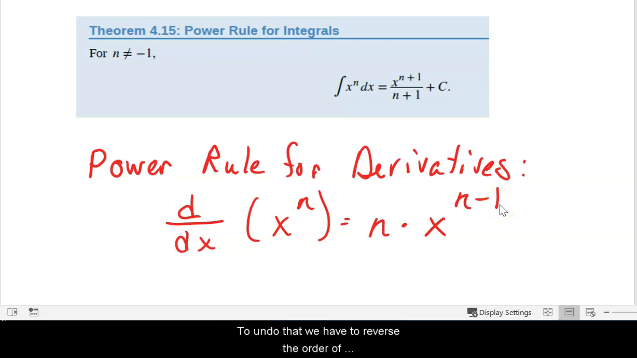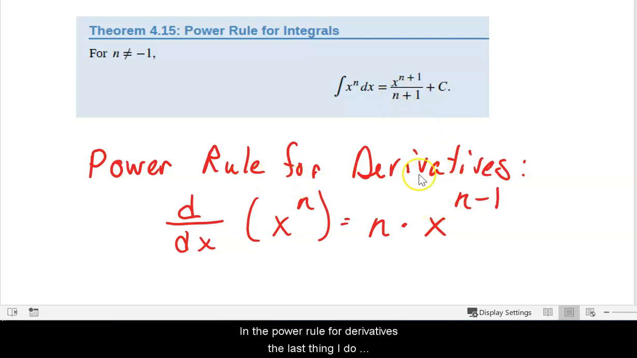To undo that, we have to reverse the order of operations. So let's go back through the power rule for derivatives and talk about what we did and in what order we did it. First, we took the power in and pulled it to the front. Then we subtracted 1 from the power. So to undo this, the first thing we need to do when we integrate or antidifferentiate x to the n is to add the 1 back onto the power that we took off last. In other words, these operations are done in reverse order.